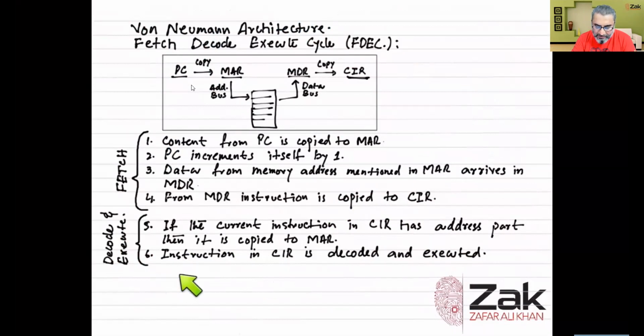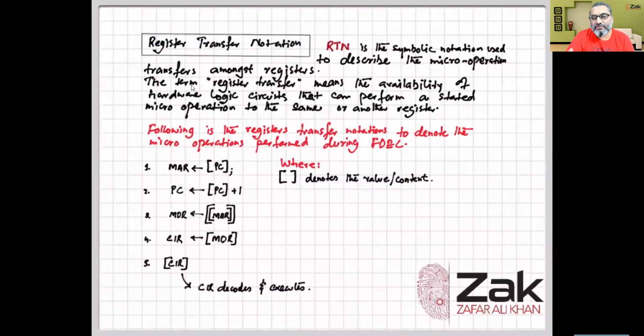And the last one is that the instruction in the CIR is then decoded and executed. As I said, you do not have to learn how the decoding or execution actually happens. All you have to learn is that the CIR does it. If the instruction is without an address, it is simply decoded and executed. If it has an address, that address will be placed in the MAR so that the data from that address can be fetched and worked upon. This is called the fetch, decode, execute cycle. They will ask you to write about it. Now the fetch, decode, execute cycle has another form, which is called register transfer notation.